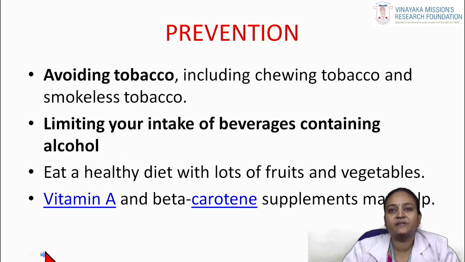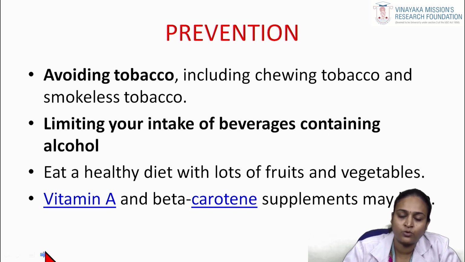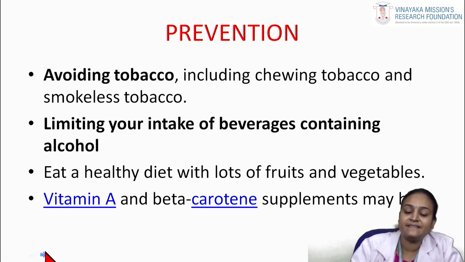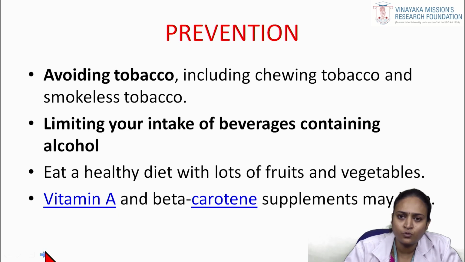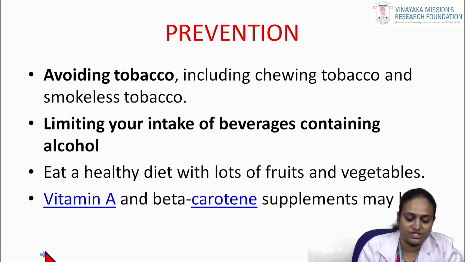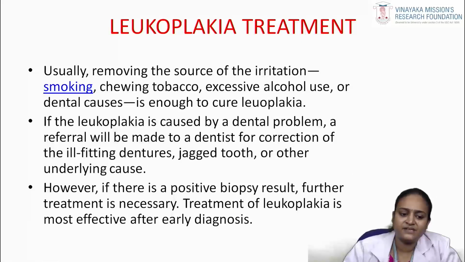So coming to the prevention of leukoplakia. So avoiding tobacco, including the chewing habit or smokeless tobacco, we have to advise the patient to quit the habit. And also we have to tell the patient to limit the intake of alcohol. And a healthy diet with a lot of fruits and vegetables and vitamin A and beta carotene supplements may help to improve the condition.